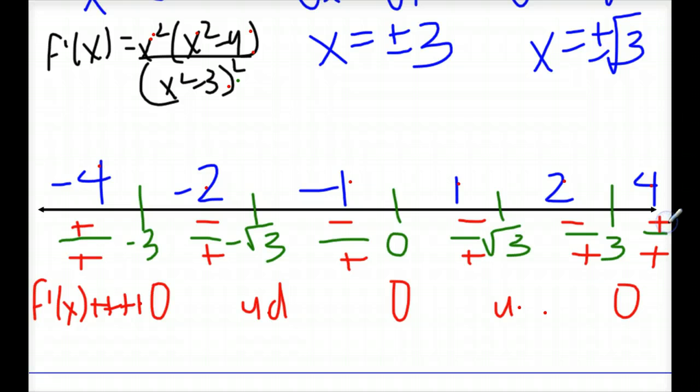So negative over positive is going to give me negative. Same thing here, negative over positive is negative. Same thing here, these are all negative. This will also be negative, but this right here will be positive.